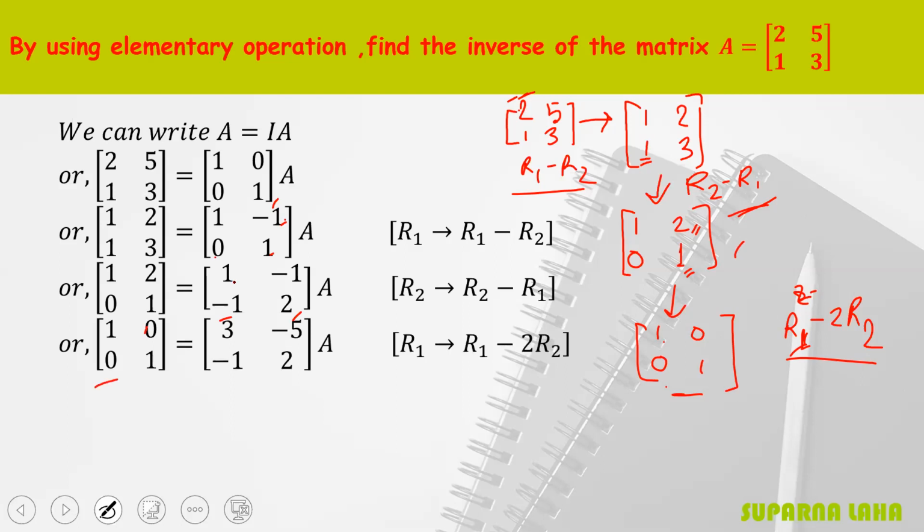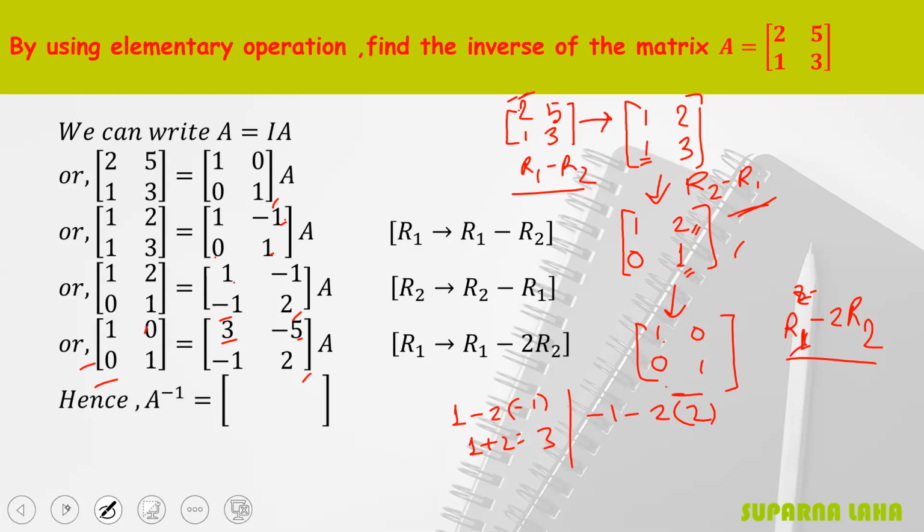So R1, 1 minus 2 into minus 1. That means 1 plus 2, this is 3, here it is. And second is minus 1 minus 2 into 2. That is minus 4 minus 1, minus 5, here it is. So 3, minus 5, minus 1, 2. And on the left hand side, I got the identity matrix. So now this is your inverse. That is, A inverse is given by 3, minus 5, minus 1, 2. Clear? So next one.